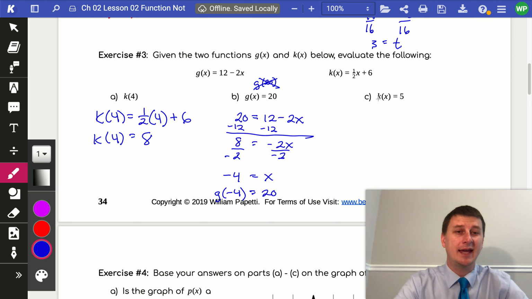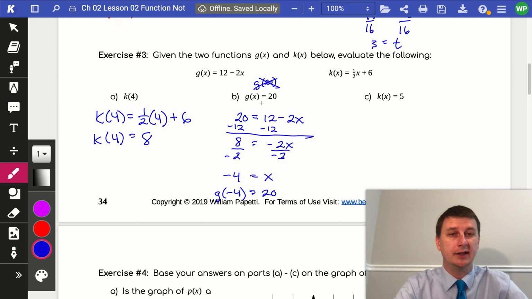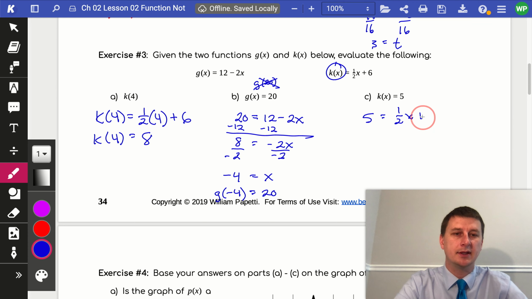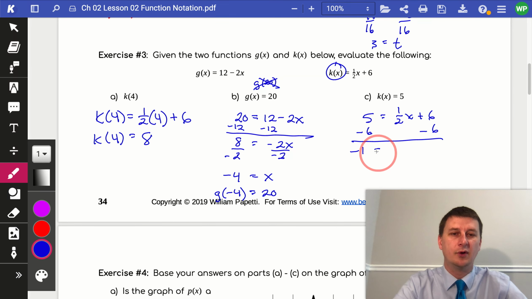Now in part C, we have k of x equals 5. So similar to part B, we're going to substitute in for this whole k of x right now. We're going to take that out and replace it with a 5 equals 1/2 x plus 6. Again, we have to isolate this variable, so we're going to subtract 6 from both sides. We'll be left with negative 1 is equal to 1/2 x.